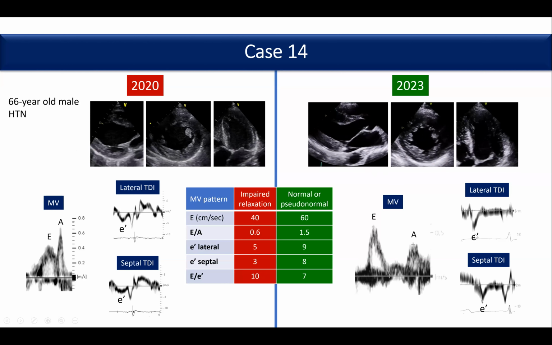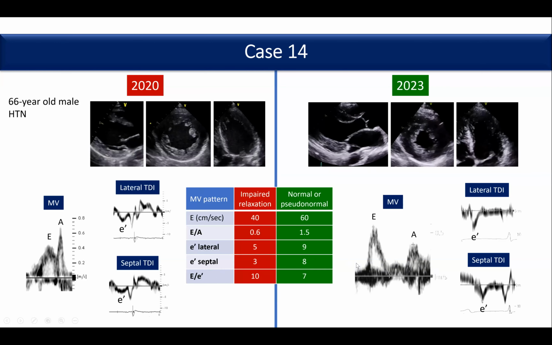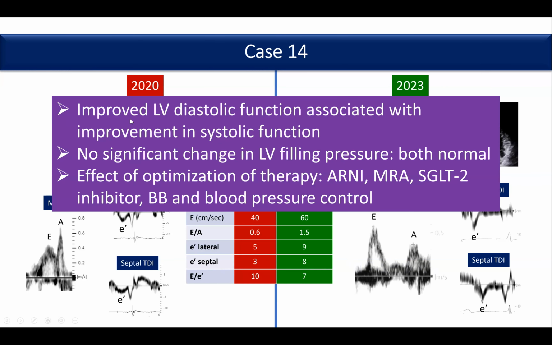Look at the E prime, the lateral and the septal E prime. The lateral and septal E prime are 9, 8. So the E prime went from 5 to 9 lateral and from 3 to 8 septal. And the E/E prime ratio even went down. So what happened to this patient? This patient has now better diastolic properties. So there was improvement in LV diastolic function associated with improvement in systolic function.